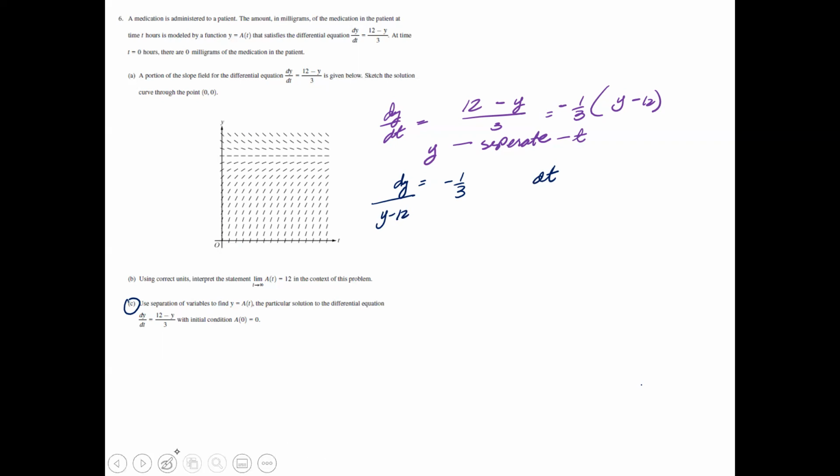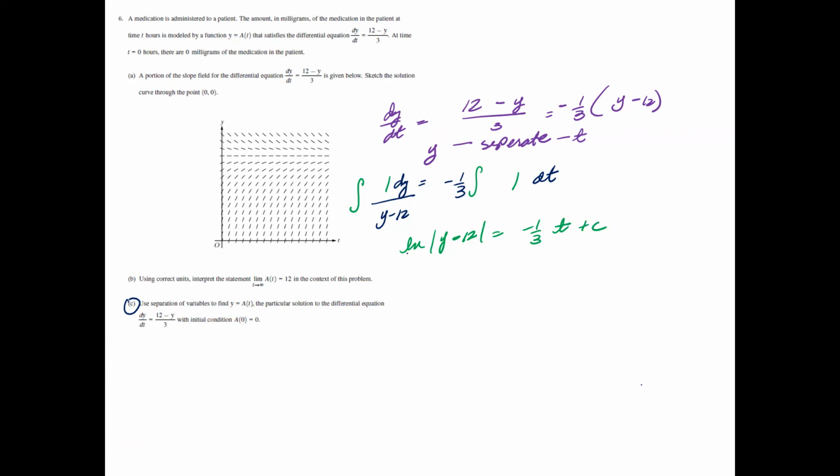So now let's go ahead and integrate both sides, you guys. And what ends up happening on the left side is, remember, the integral of 1 over y minus 12 is ln of y minus 12. Remember, our goal here is to solve for y. The integral of dt is just going to be 1. So the integral of 1 is just t plus c.